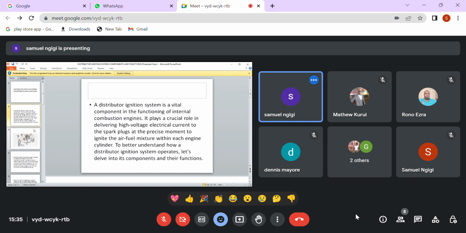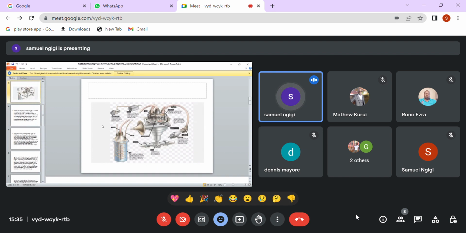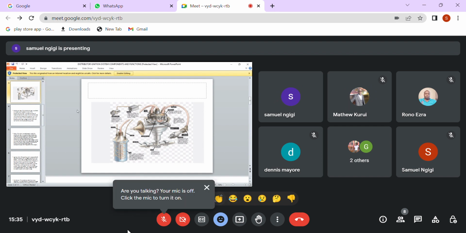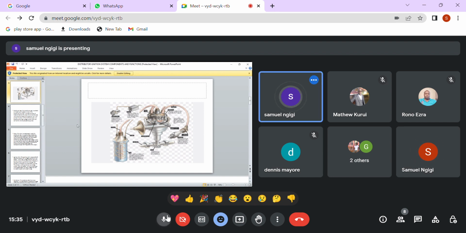So in this slide, you are able to observe what a distributor is, and I would like to ask Matthew to identify what he can see on the screen. Matthew? Okay, I think I can see the spark plug. Yeah, and the spark plug wires.